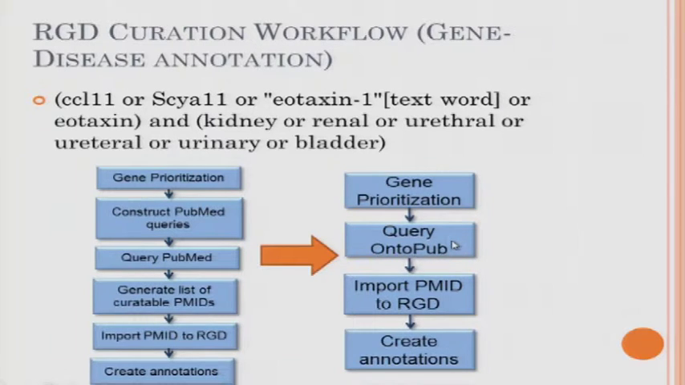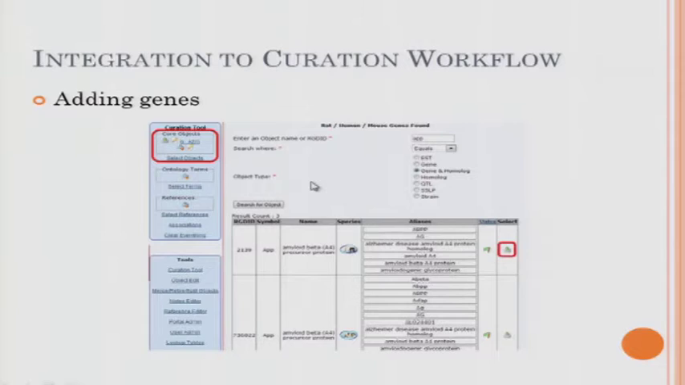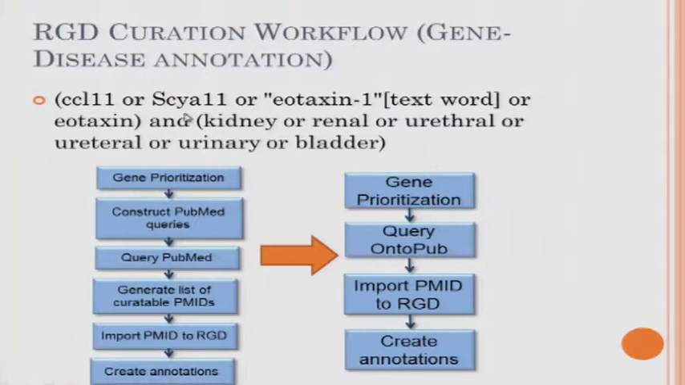But using OntoPub, we construct the queries automatically, and the PMIDs will be automatically imported into RGD. This is an example of current queries created by curators.